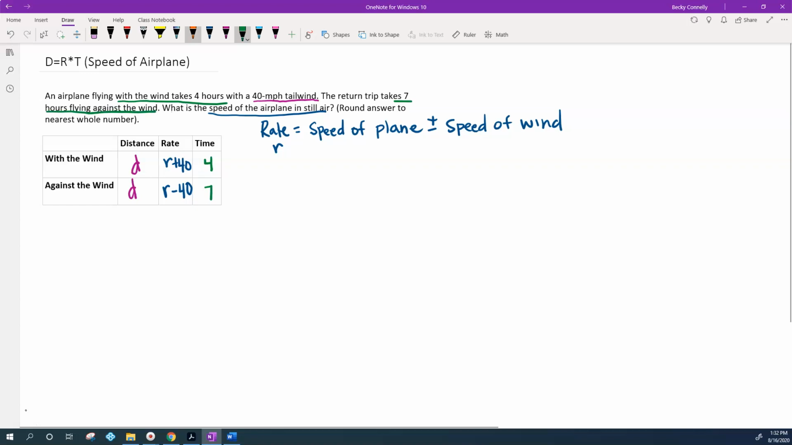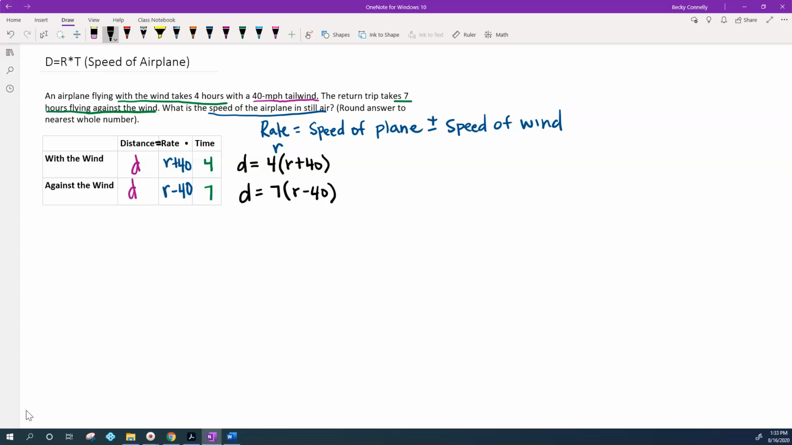Okay, so now we can set up these two equations, remembering that distance equals rate times time is the formula we're going to be using here. So the first one's going to say distance, so D equals the rate times the time, or I could say the time times the rate. So I'm going to say 4 times R plus 40. And then on the bottom equation, D equals 7 times R minus 40. And then I know that my D, the distance, is the same.